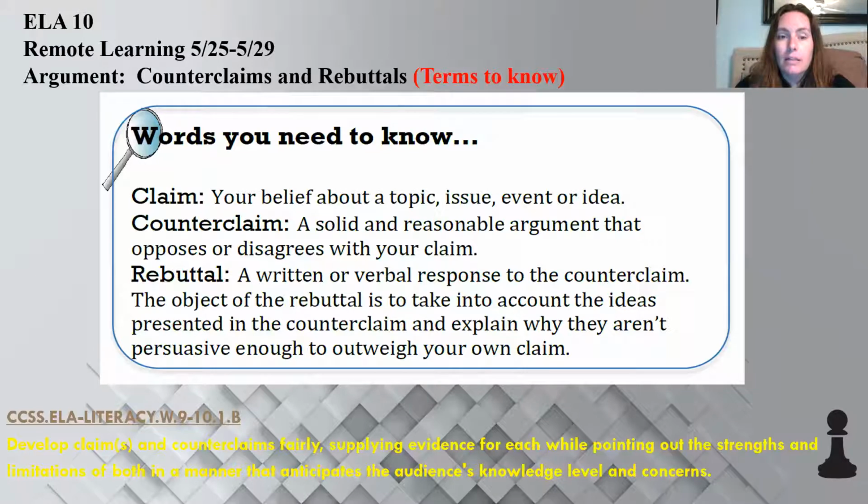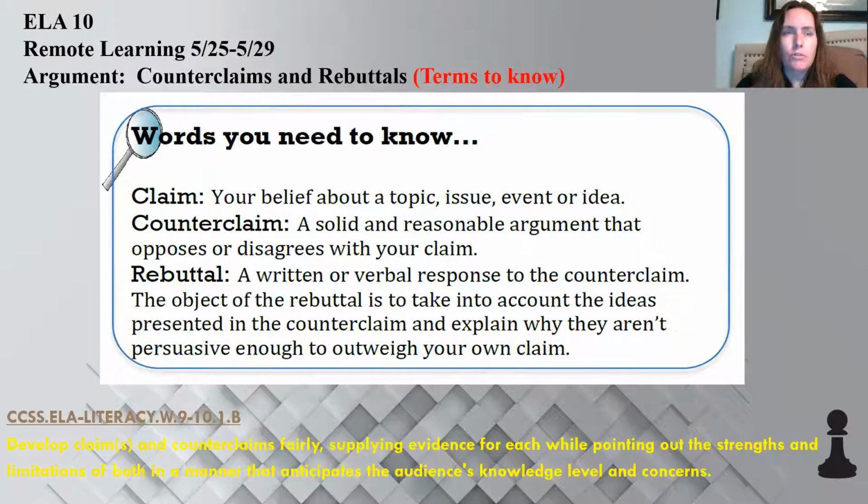A rebuttal is a written or verbal response to the counterclaim. You have to directly address what the counterclaim says. You can't ignore it and just keep repeating yourself. Because have you ever been in a conversation with somebody and you disagree, and they just keep going back to the same reason they've always been saying? They don't really actually listen to you. That's really frustrating. So you're not really doing a rebuttal if that's all you do is go back and just repeat what you just said.